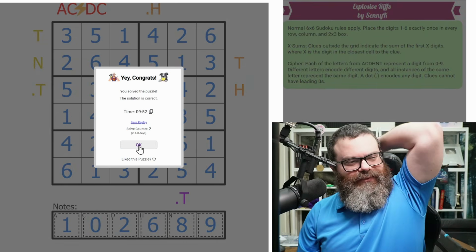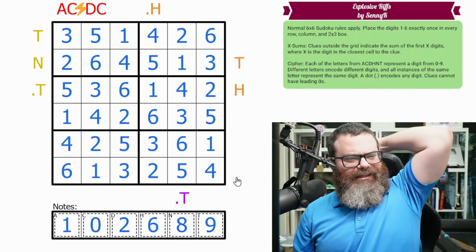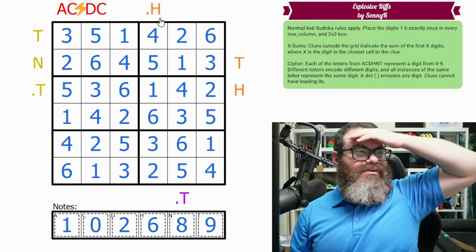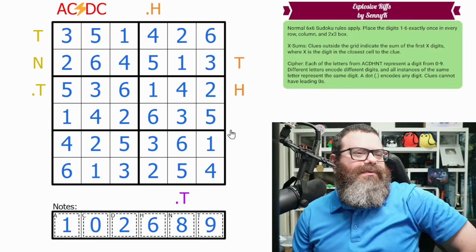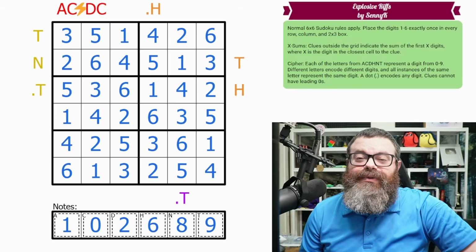All right. Cool puzzle, Senny. It took me a bit to kind of grasp how to approach this, but yeah, that was neat. Well, how'd you do?